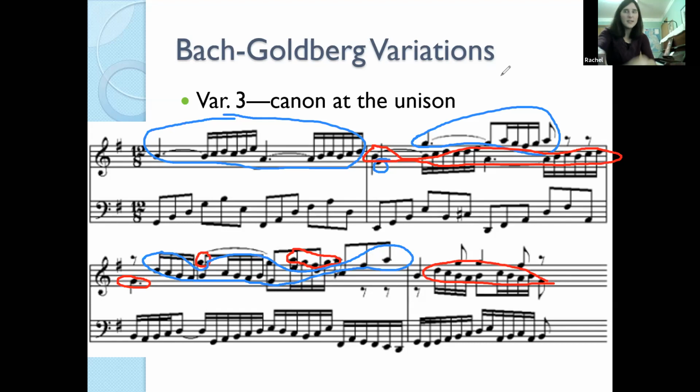Let's actually listen to it now for a little bit. I'm going to try to get this going, if my computer will cooperate with me.